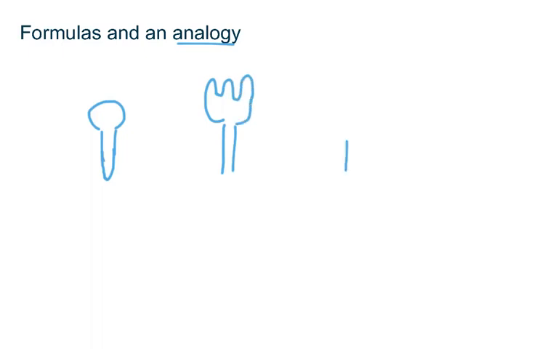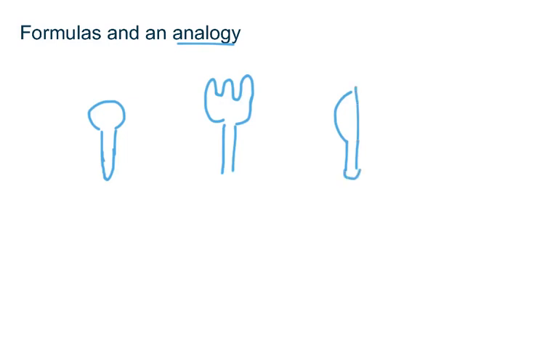So first, I want to jump into formulas and an analogy. And my analogy has to do with utensils. So normally around the dinner table, you have your spoons, you have your forks. Please don't judge my art. All right. And you have your knives.